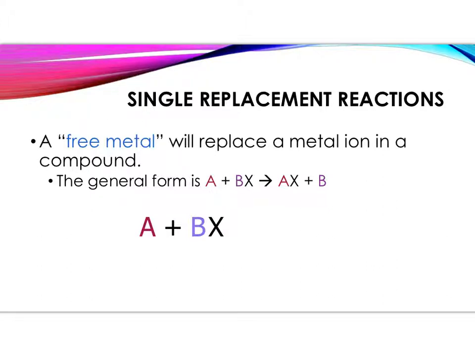In a simple single replacement reaction, you have a free metal. The free metal is going to replace the metal ion in a compound. So the general formula is this. You have a free metal, right? And then you have a metal inside of a compound, and they're going to switch places. Once they switch places, the B that's attached to the compound ends up being that free metal. All right, so the A and the B, they switch places. You can see this in the animation.